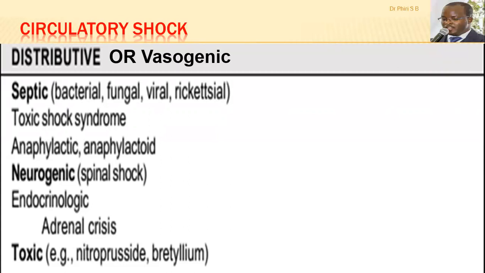Then toxins, of course, there are certain toxins that can result into distributive or vasogenic shock because these toxins will have an effect on blood vessels. That's why it's called vasogenic. So you have toxins, for instance, nitroprusside or beryllium. So nitroprusside and beryllium toxins, all these can result into distributive or vasogenic shock.